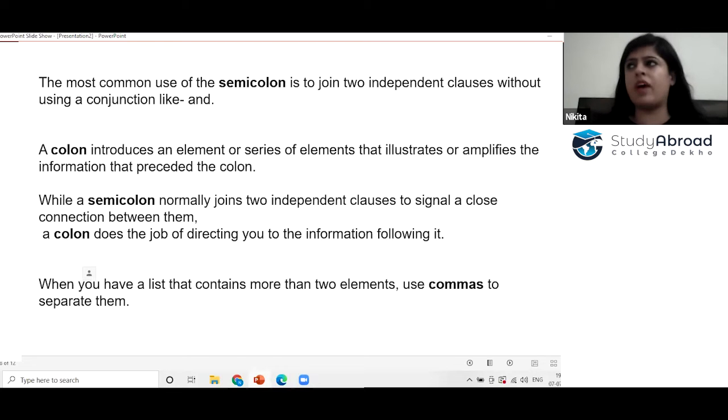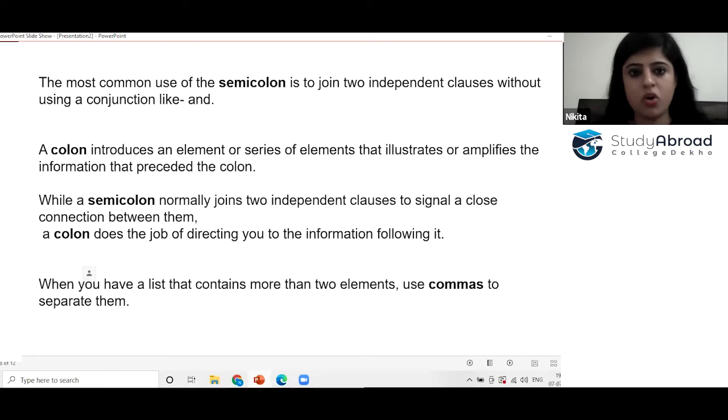Say, let me give you an example. I say, I went to the market, I saw a cat. I went to the market, semicolon, I saw a cat. That means the two said statements are standing alone.